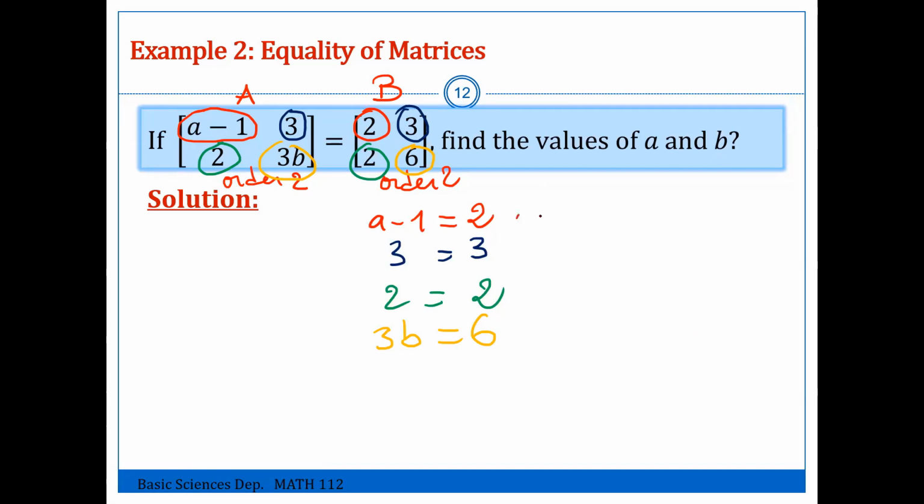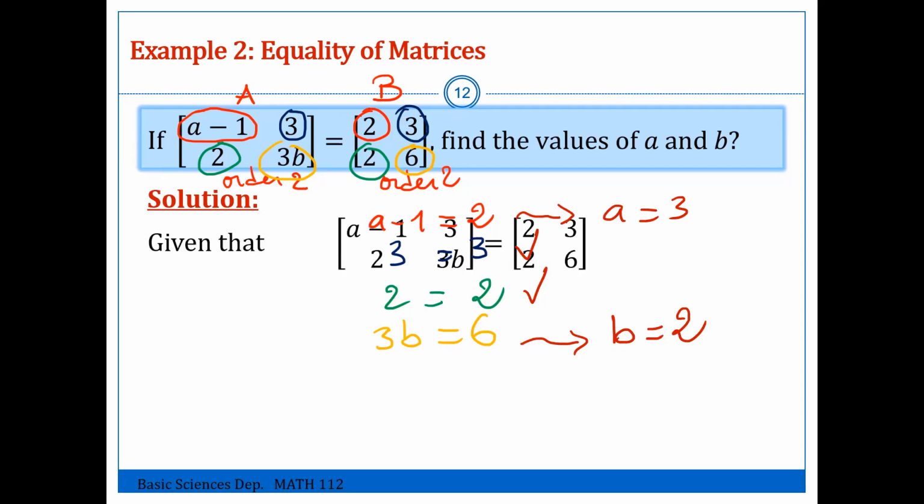Then these easy equations give me A equals 3. This is satisfied. 2 equals 2, this is satisfied. And this is satisfied when B equals 2. So if A equals 3 and B equals 2, these two matrices are equal. Okay? So this is the equality of matrices.